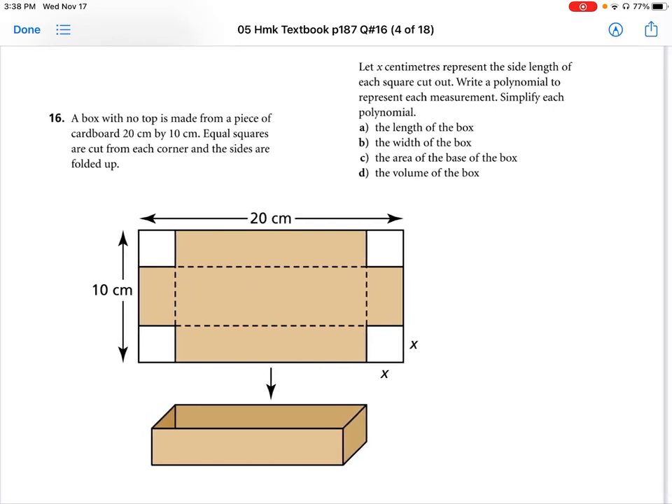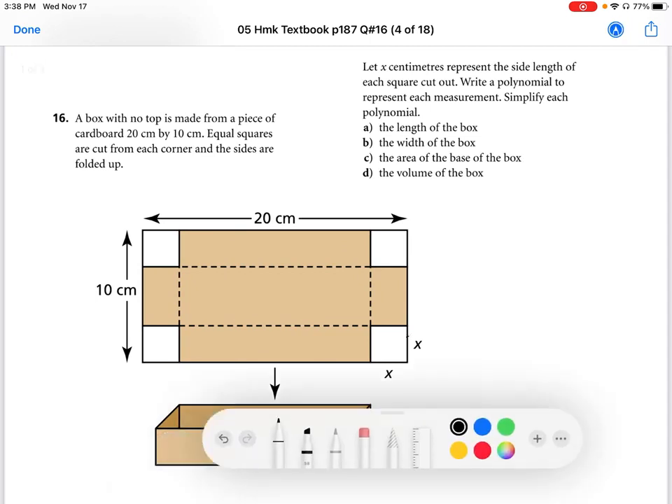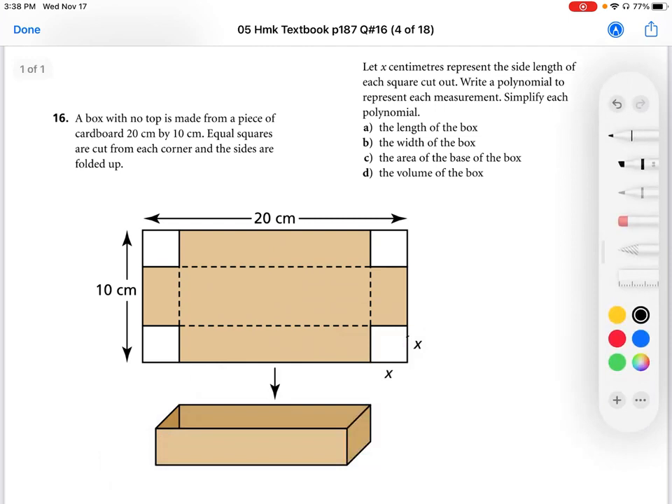So x represents the amount we cut out from the side. As long as it's the same on both edges, we're going to be able to fold this properly into that box down below. It says here, find the length of the box. So I'm going to choose the length as the horizontal side here.